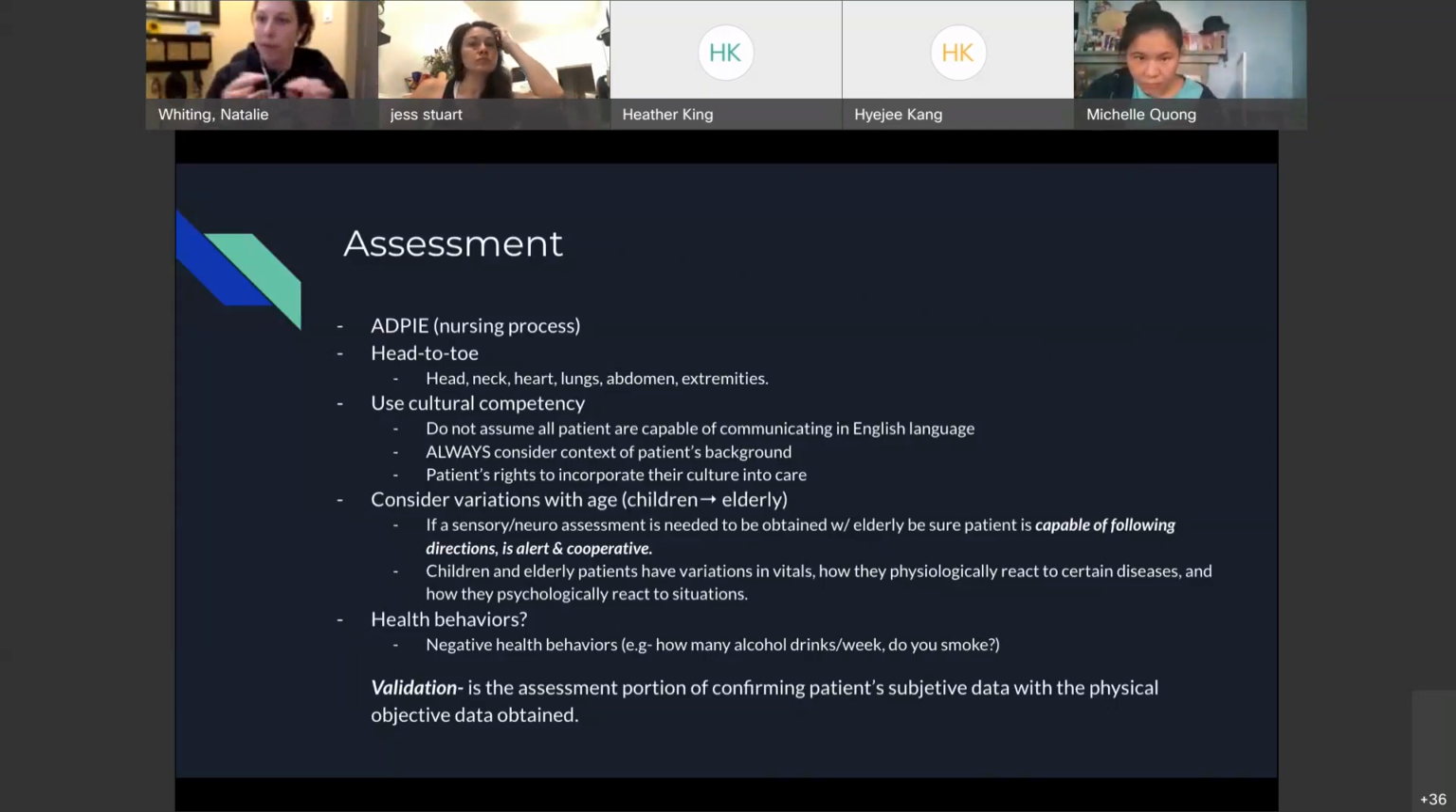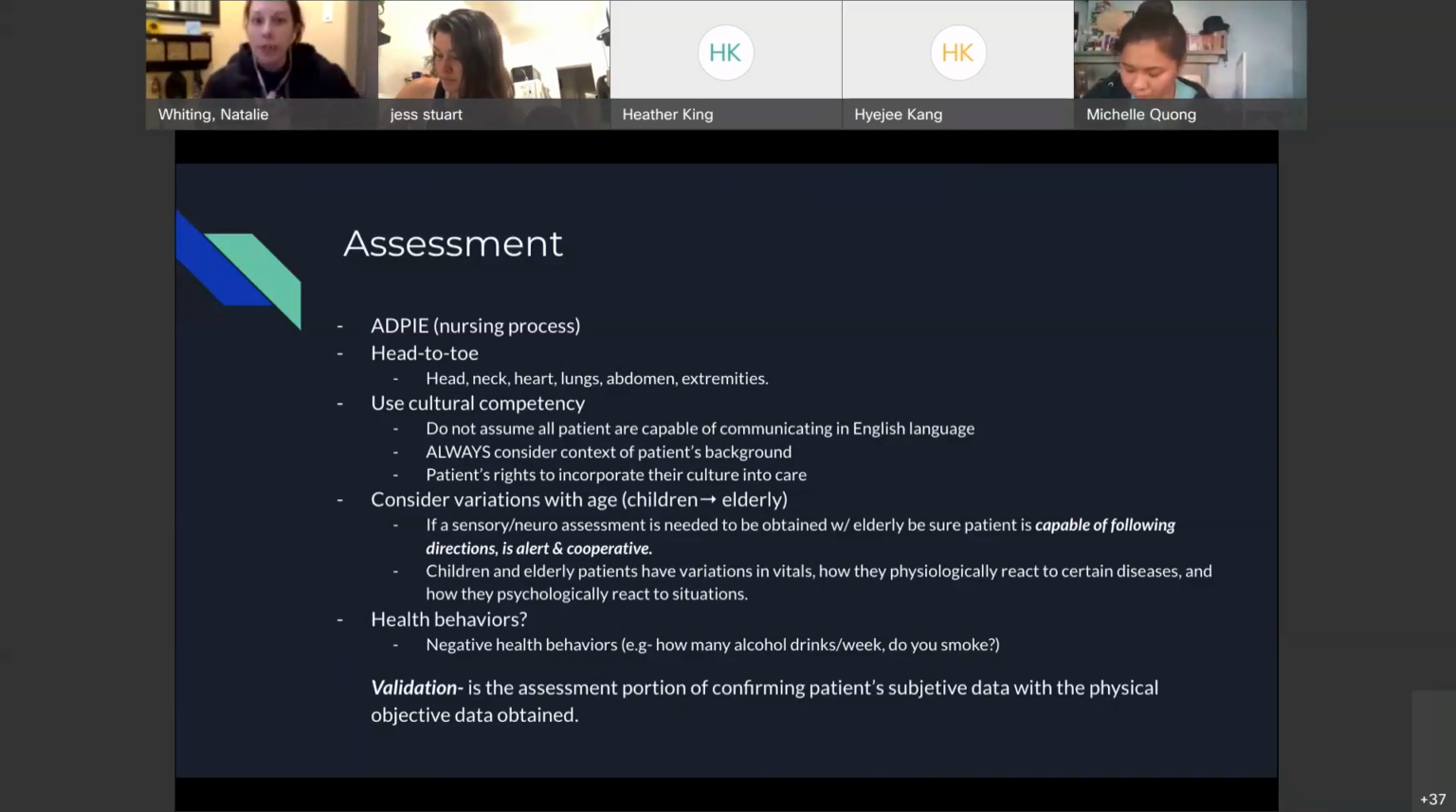So you want to use cultural competency with assessment. Do not assume all patients are capable of communicating in English. You always want to consider the context of the patient's background. And patients always have the right to incorporate their cultural practices into their own care. No matter what your views are or what you think, they have that right.